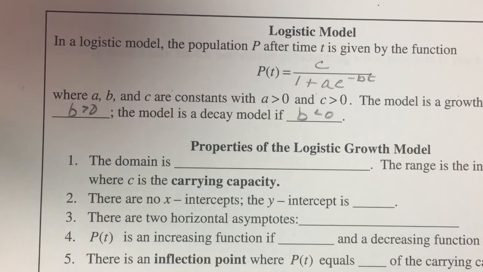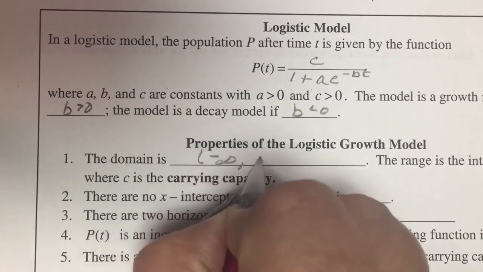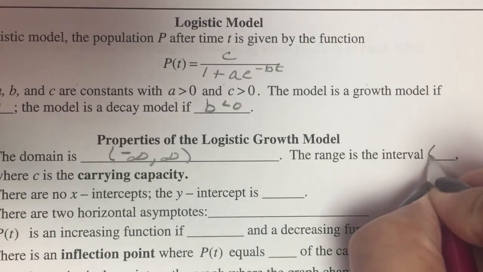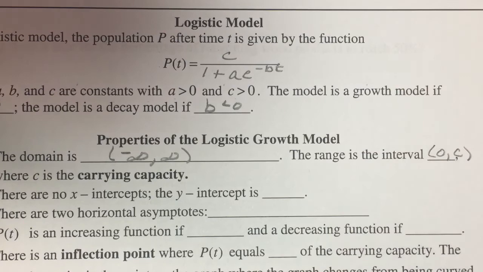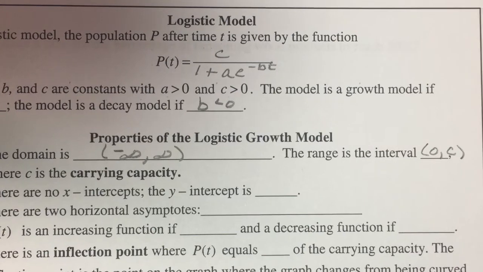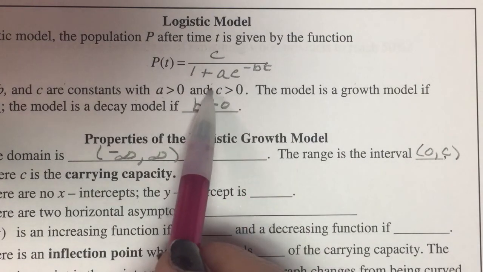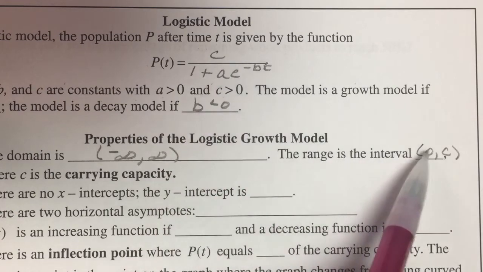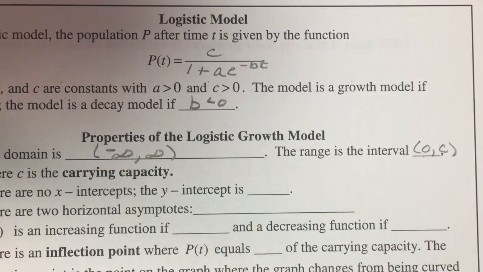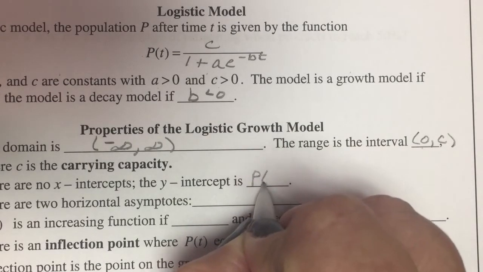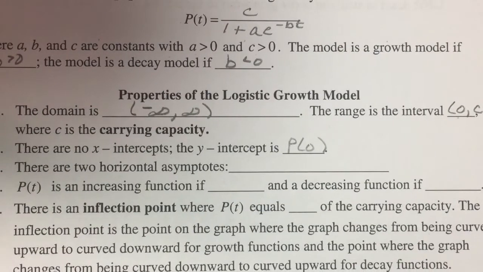Okay. So the domain of this type of function is going to be all real numbers. The range is the interval from 0 to C. C is something that we call the carrying capacity. C is like a limit. This function can approach C, but it's not going to actually touch C, which is why there's a parenthesis at the end of that C. It's called the carrying capacity. There are no x-intercepts. The y-intercept is whatever you get when you plug in a 0 to your function.